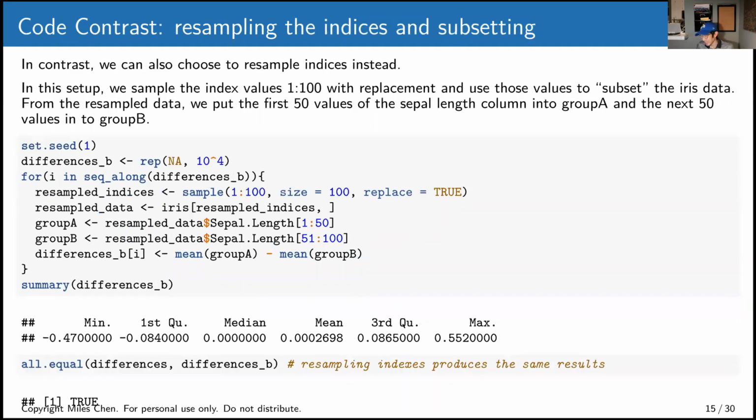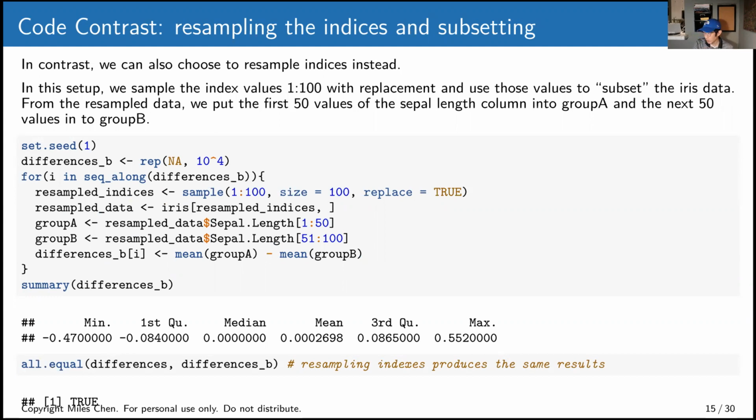I appreciate that. All right, so let's contrast this and say, well, what would this look like if rather than resampling the values directly, what if I resampled the indexes and subset? So if I resampled the indices and I subset based on those resampled indices, what would this look like?